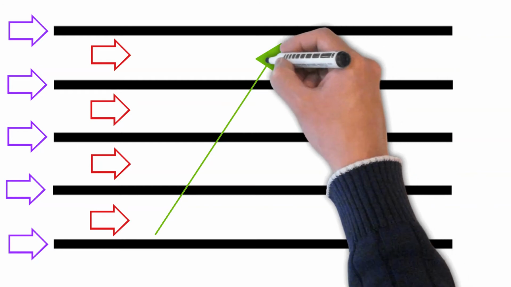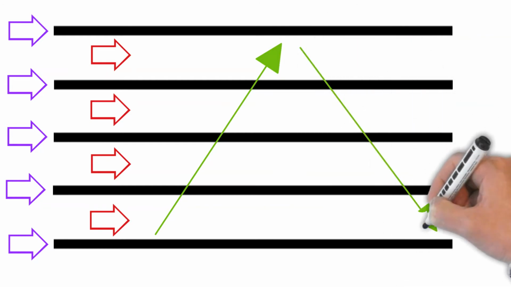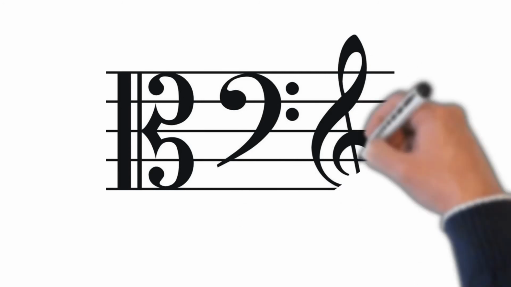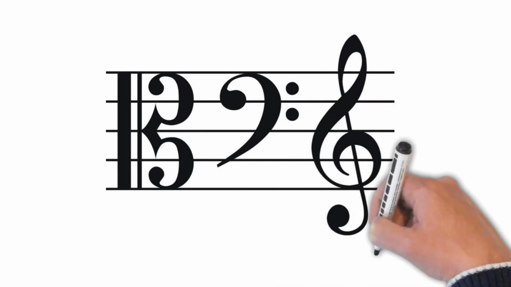Higher notes on a staff equal higher pitch, and lower notes on the staff equal lower pitch. The exact placement of each note is determined by the clef. Three are shown here. These will be explained more in the next few videos.